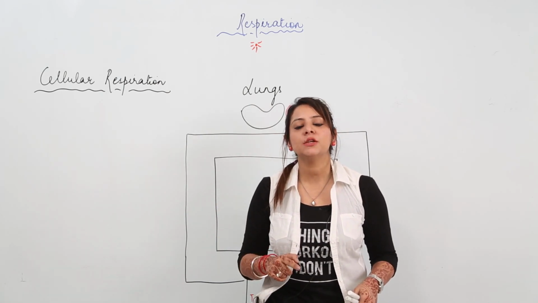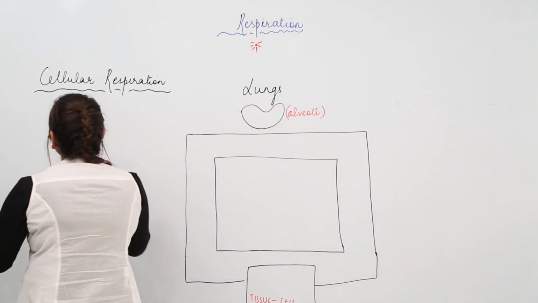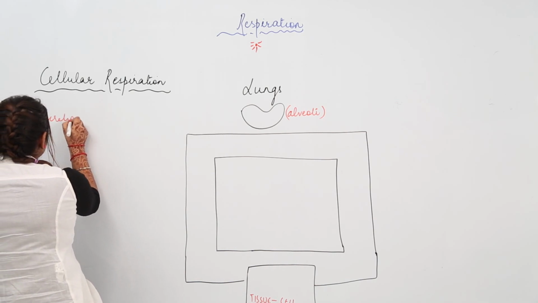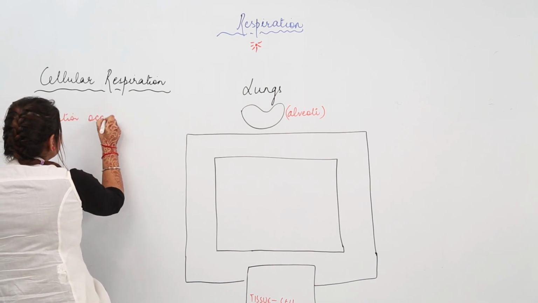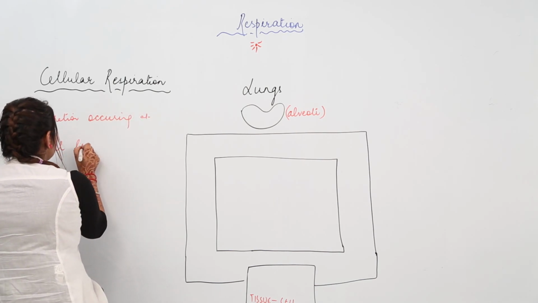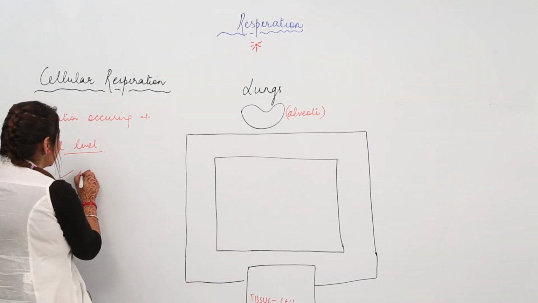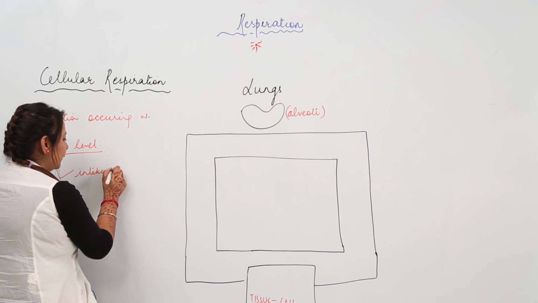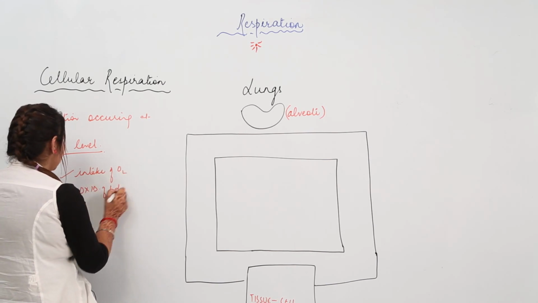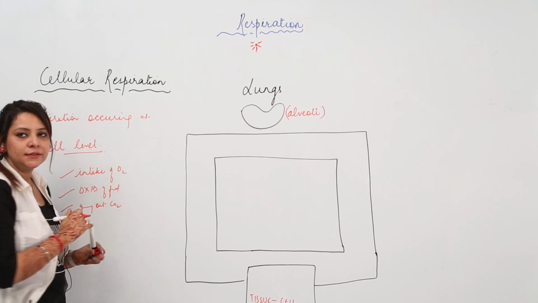So now we are going to start with cellular respiration. First of all, you should know that cellular respiration is respiration occurring at the cell level. We already discussed that respiration is the intake of oxygen, the oxidation of food, and then giving out CO2. It involves these three processes.